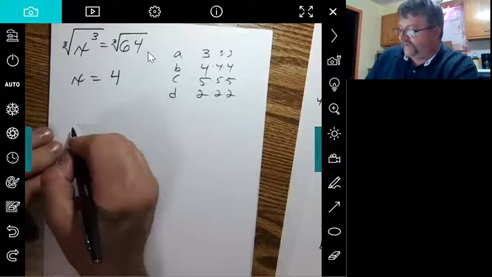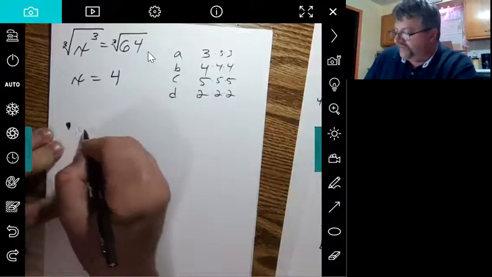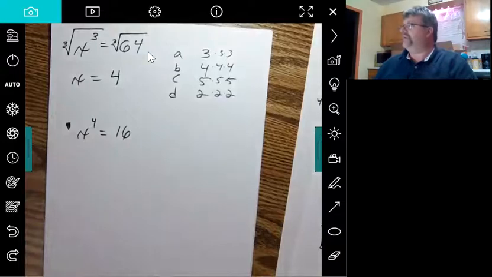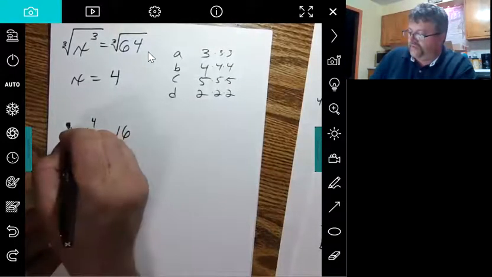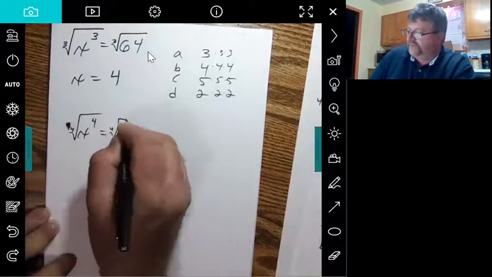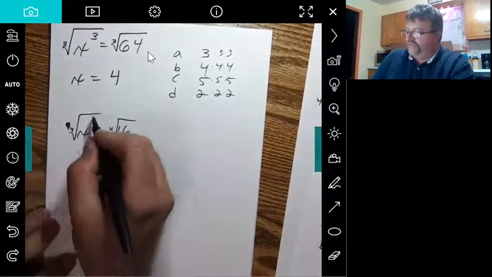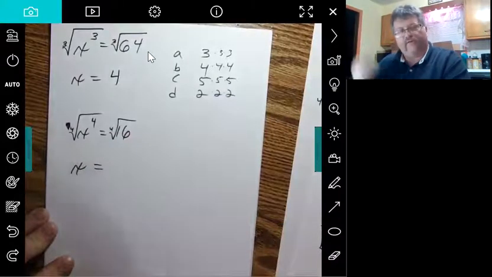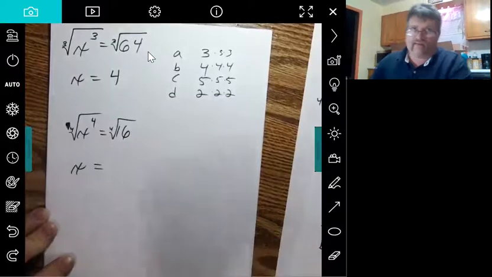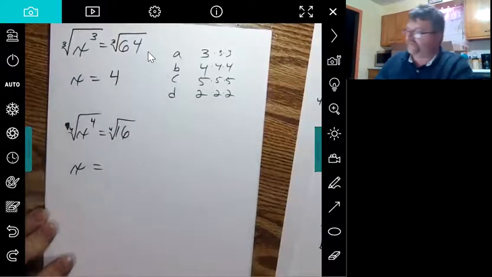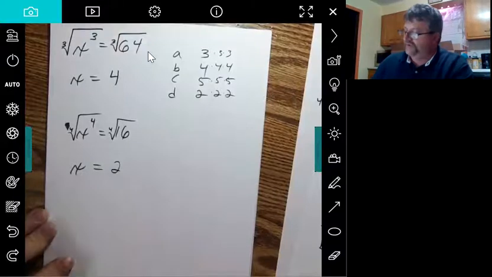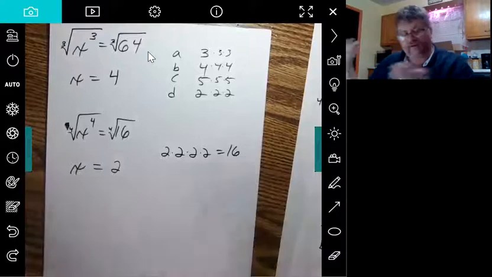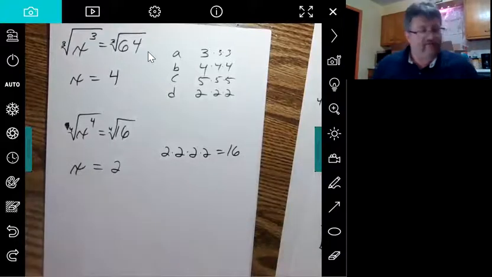Fourth power, we call that a quartic equation. X to the fourth power equals 16. What do we do? Well, we take the fourth root of both sides. The fourth root and the power 4 annihilate each other. We just have x. The fourth root of 16: something times itself times itself times itself is 16. That's a 2, because 2 times 2 times 2 times 2 equals 16. The fourth root of 16 is 2.